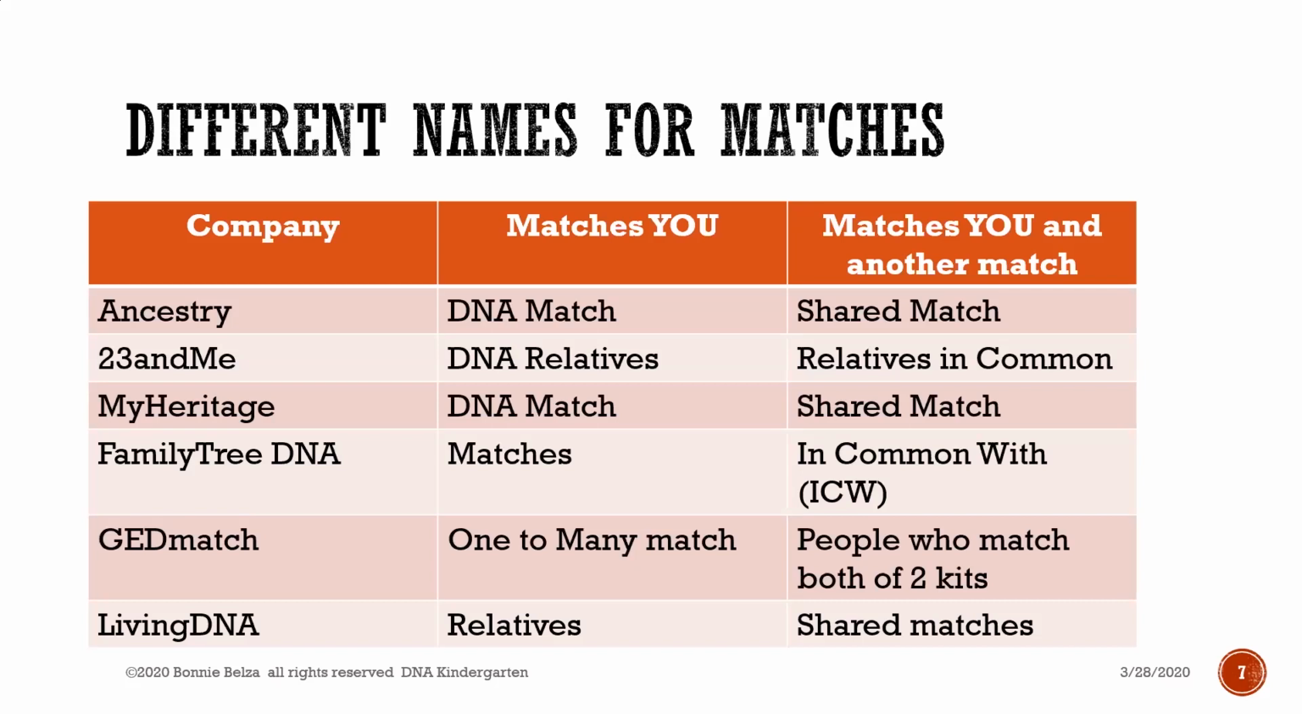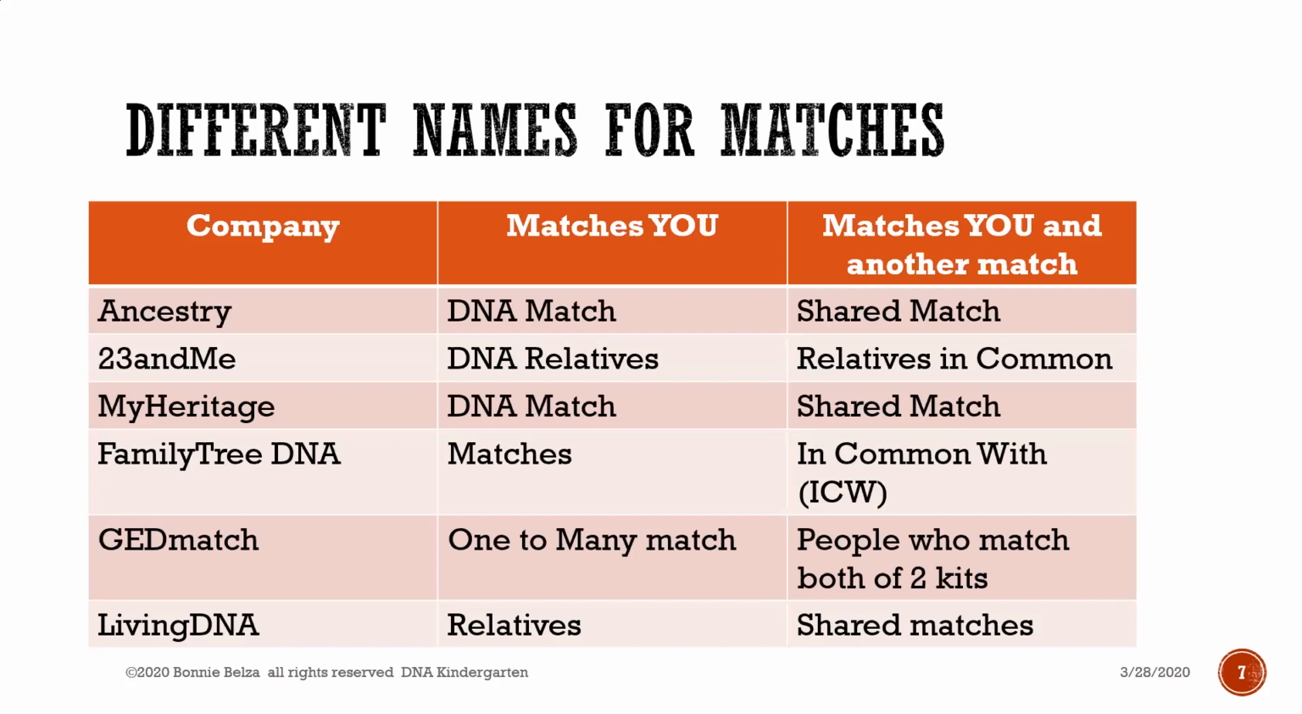MyHeritage uses the same terminology as Ancestry, but Family Tree DNA refers to a match that matches you as just matches in their Family Finder profiles. A match that you share with another match is called someone that you are in common with, at Family Tree DNA.